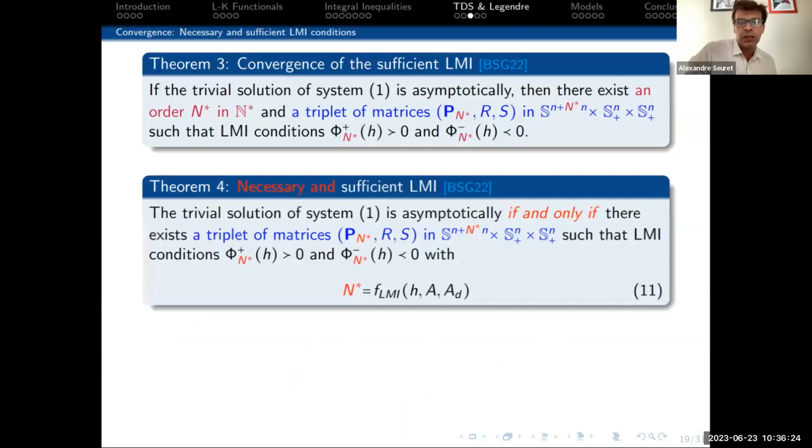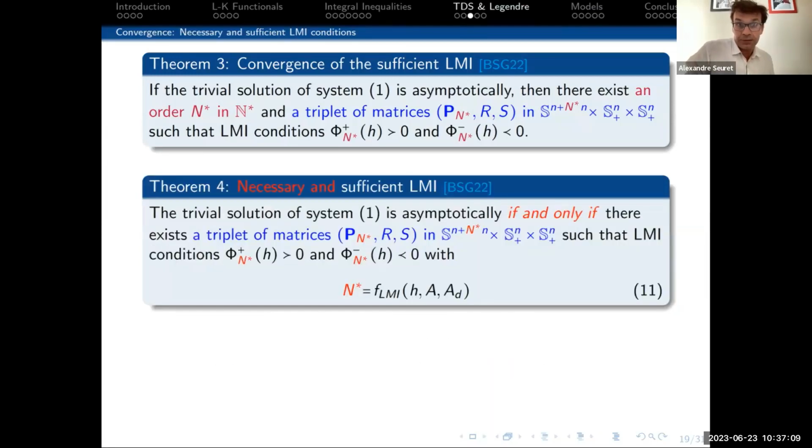We were also able to go further and to provide finally a necessary and sufficient LMI condition. This is due to the fact that, as I said before, when you use Legendre polynomial approximation, you are able to get the estimation as close as you want. And so at the end, we were able to find an estimate n star of the order that is necessary to verify the LMI condition. And this is a complicated function of the delay and the matrices that define the system.